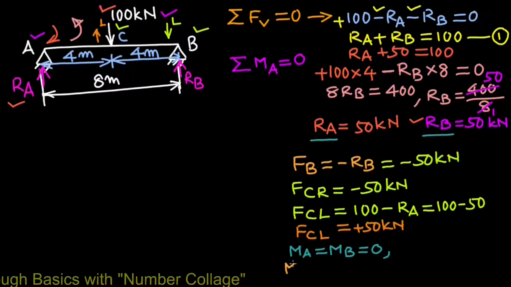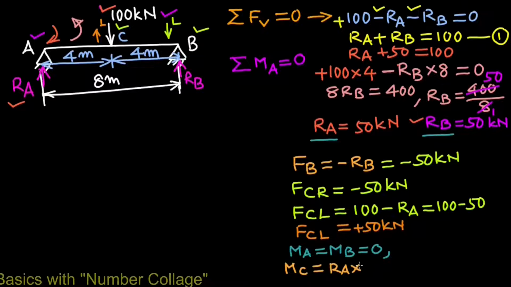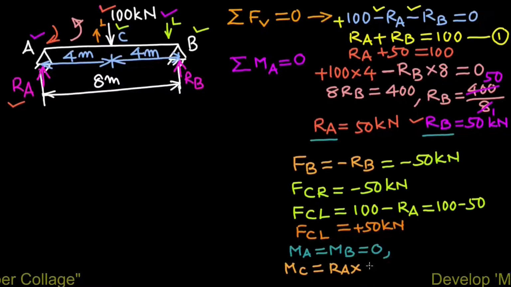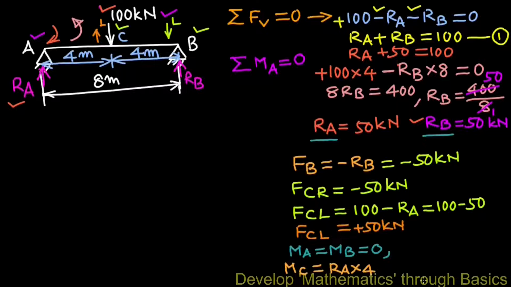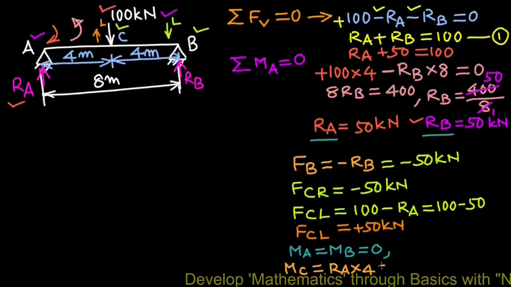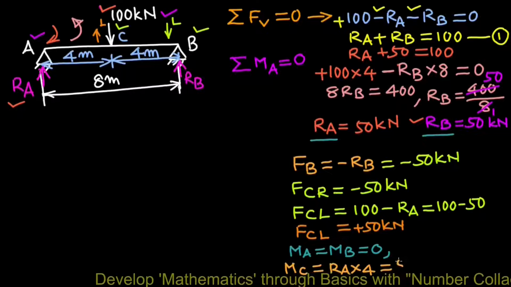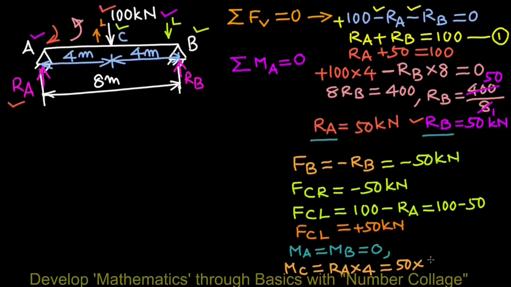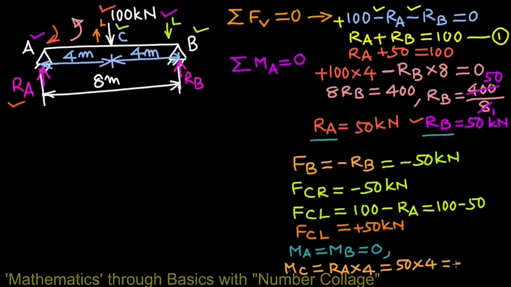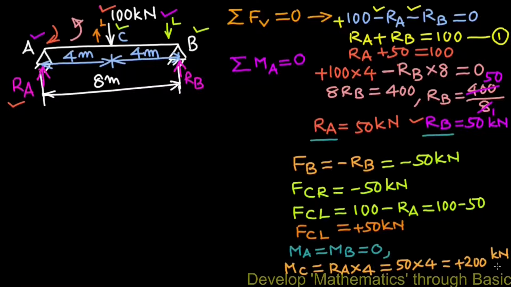Bending moment at point C, MC, will be RA multiplied by distance of RA from point C, which is 4. This has tendency to rotate the beam in the clockwise direction, so it will be plus. Value of RA is 50 multiplied by 4, so it will be plus 200 kilonewton meter.